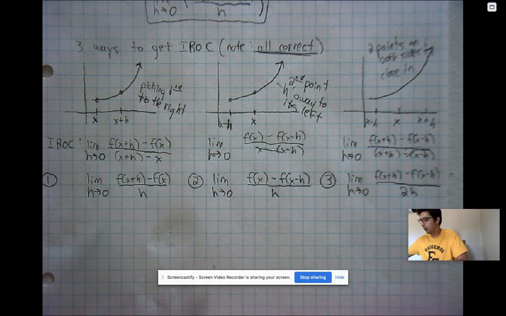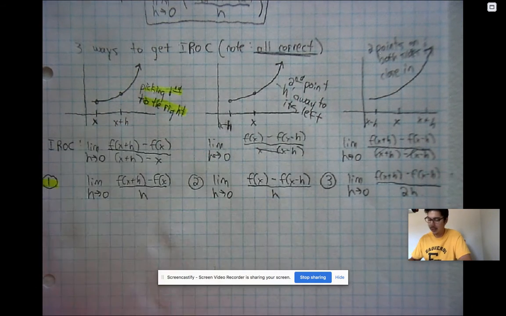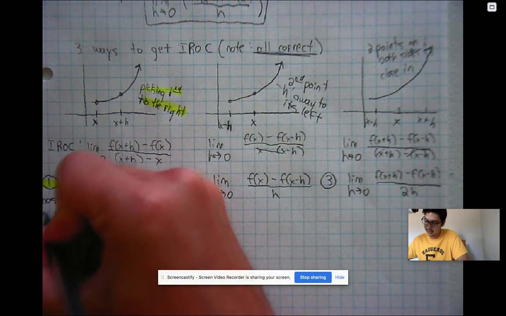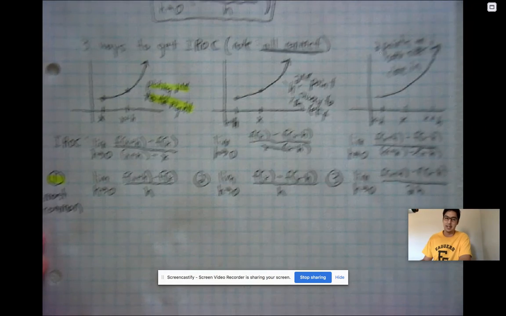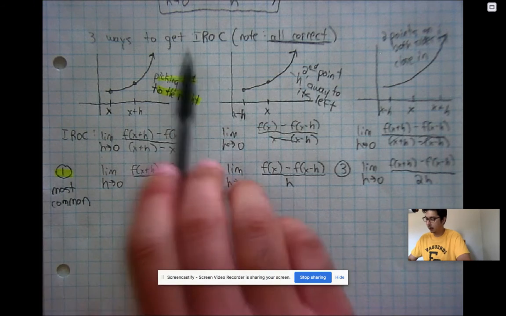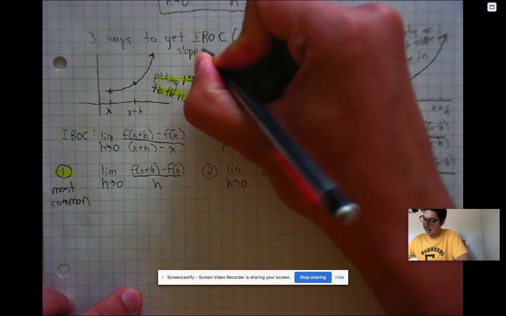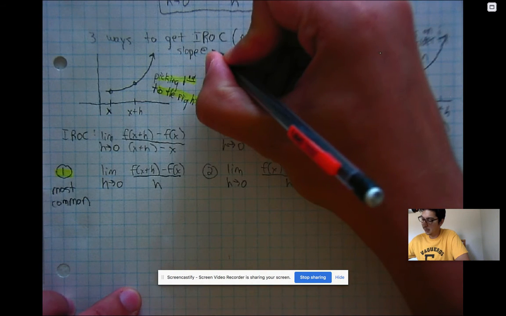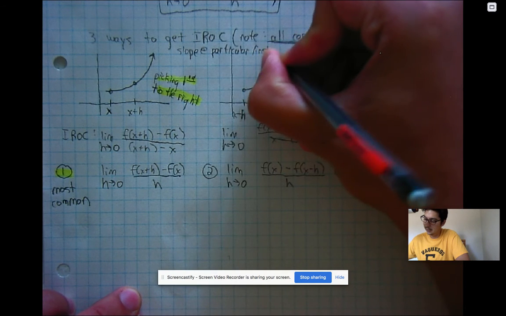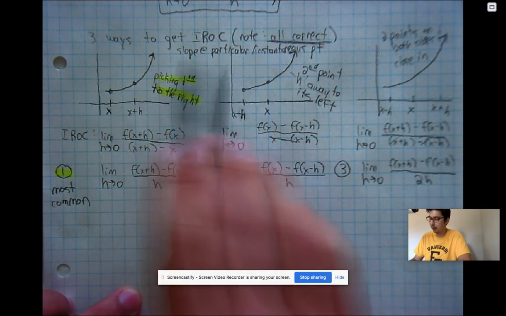Now I'll say right now, and I'll highlight it, this method where you pick a second point to the right, method 1, is conventionally the most common. So this is the most common. And this is what I will be using, as this is the most conventional, what they'll be using. Now notice that the IROC here is how you get the slope at a particular point. The reason it's called IROC is that it's an instantaneous rate of change at a point. So that's the slope at a particular point.